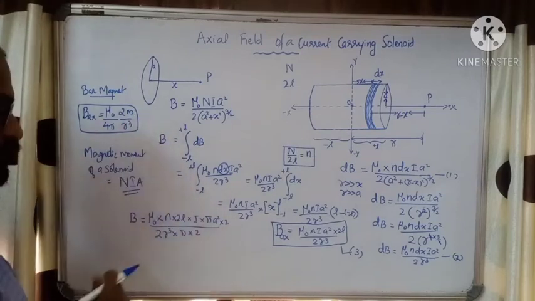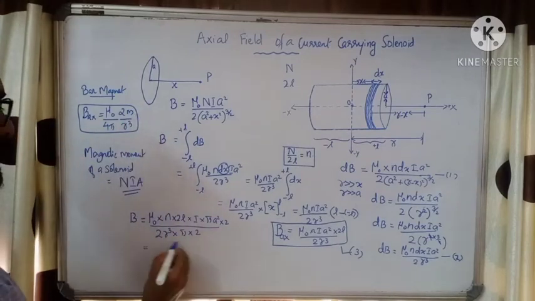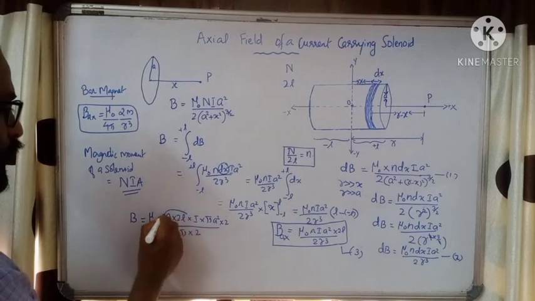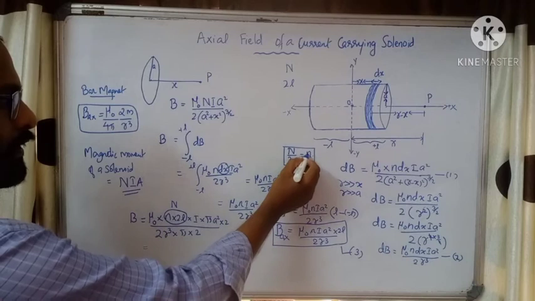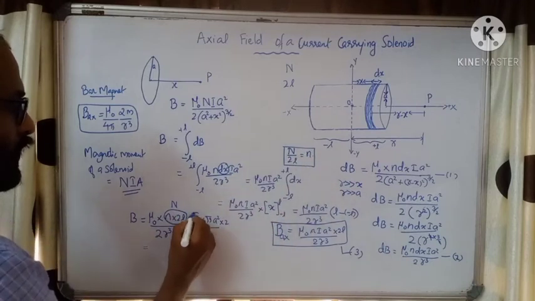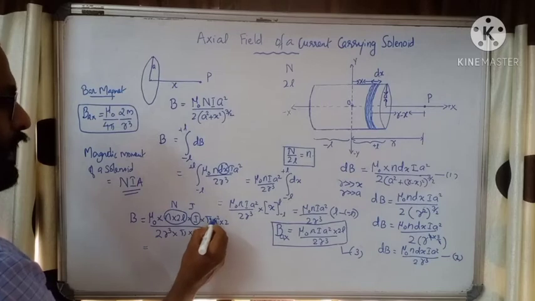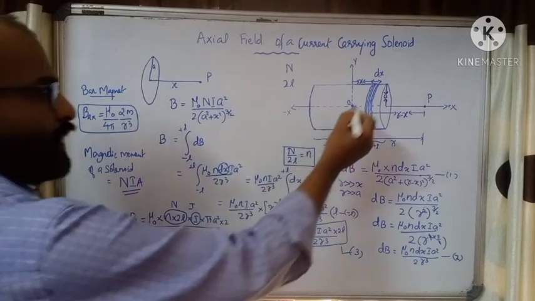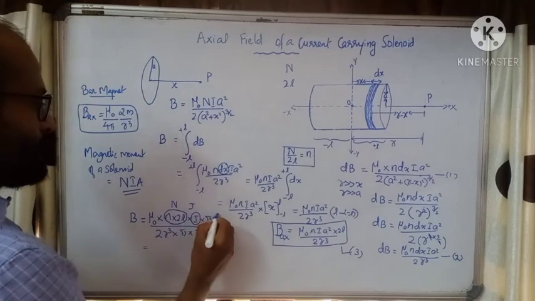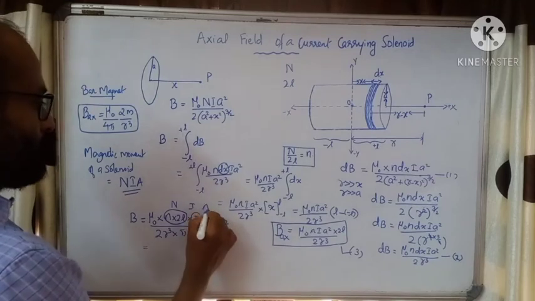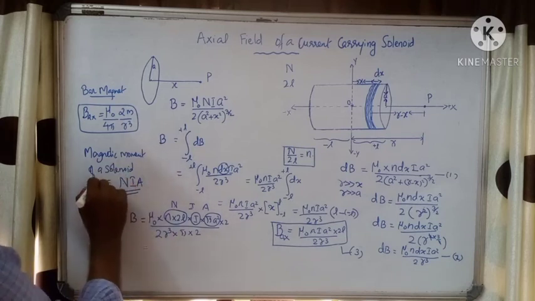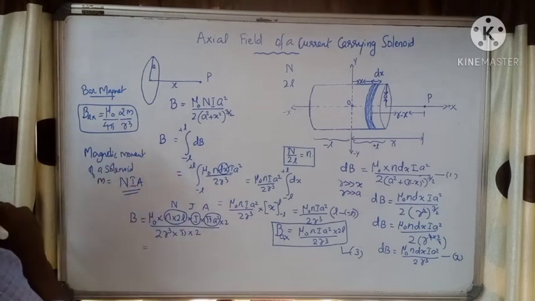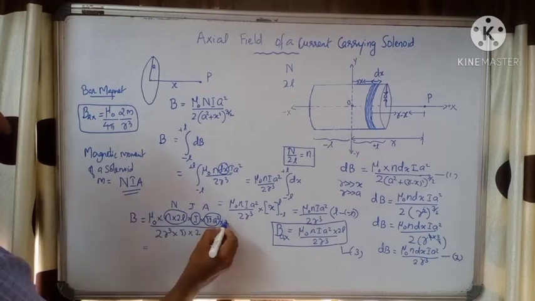Now, what is N into 2L? N into 2L is the total number of turns. Then we have I, so N into I. What is pi a square? Pi a square is the cross-sectional area, so pi a square is equal to capital A. This is NIA. What is NIA? It is equal to the magnetic moment, small m. I have the 2 also.